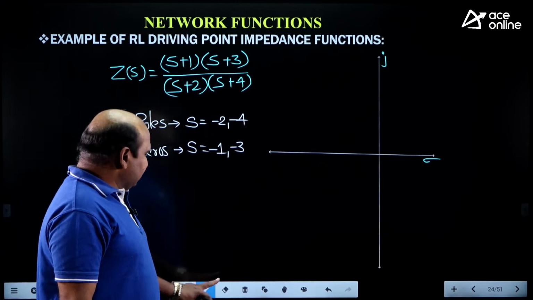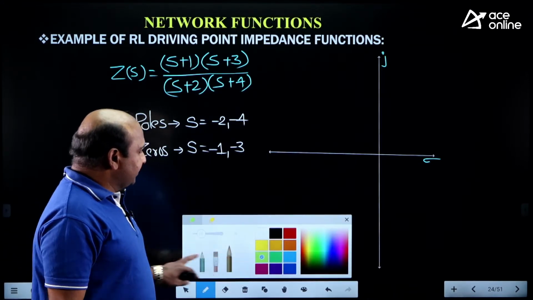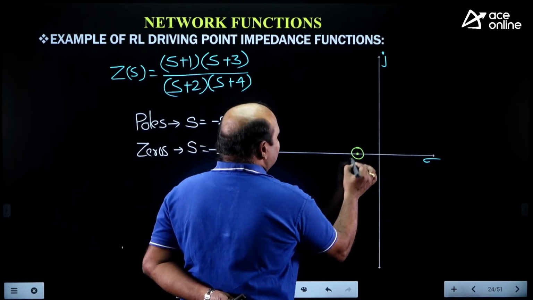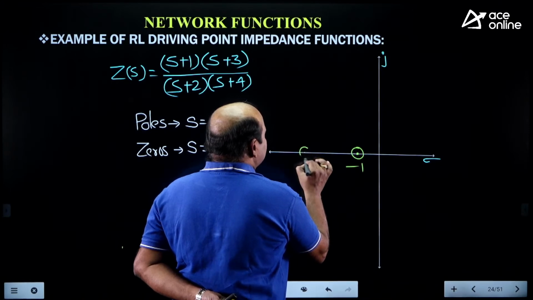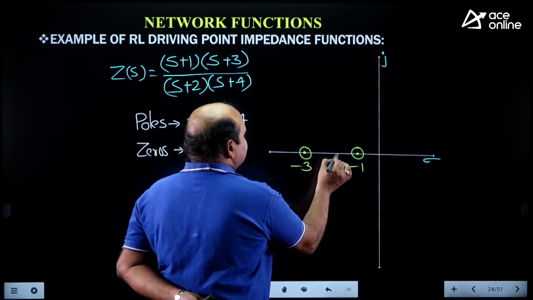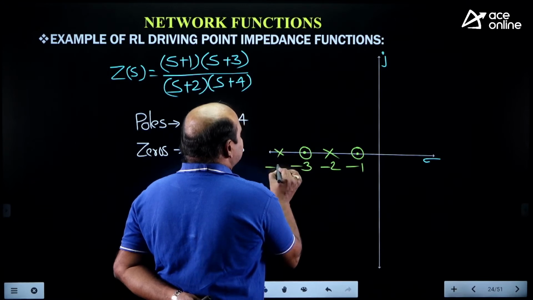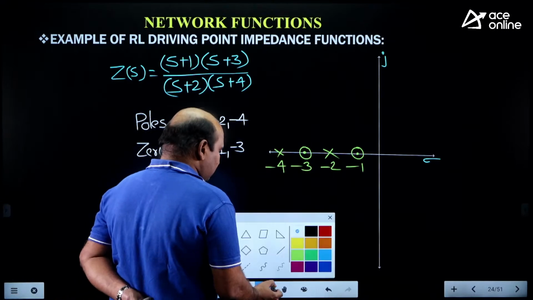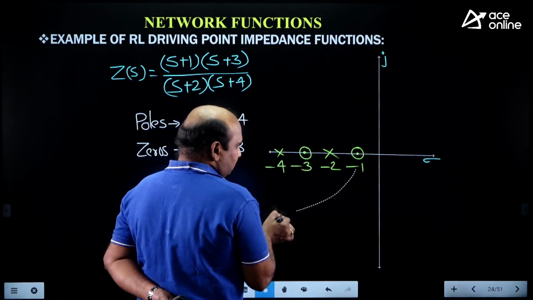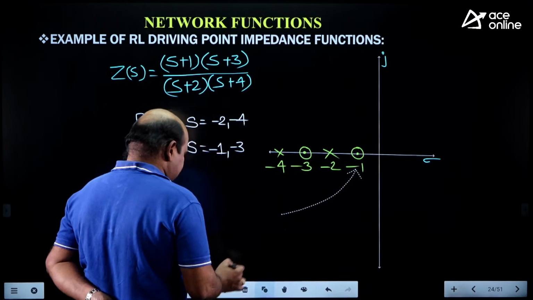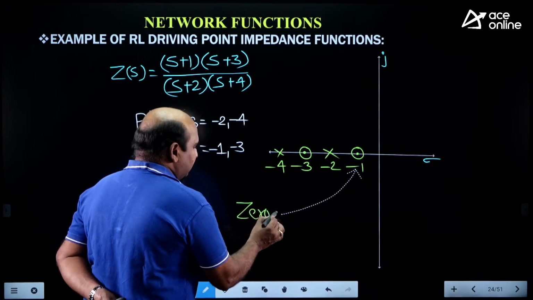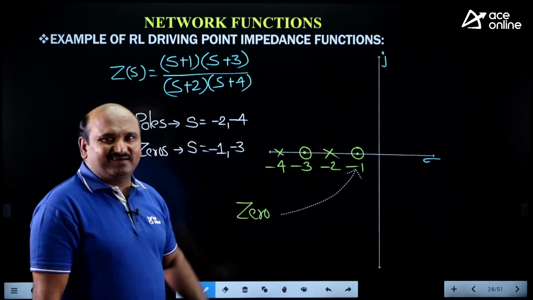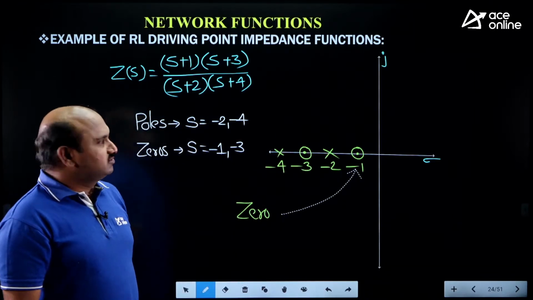Now let me define how the poles and zeros are located on the S-plane. The zeros we have are minus 1 and minus 3, and the poles are minus 2 and minus 4. Which is nearest to the origin? See this one. The nearest to the origin is this one, which I can take as a zero. Nearest to the origin is a zero, or at the origin also. Sometimes you may get that at the origin.